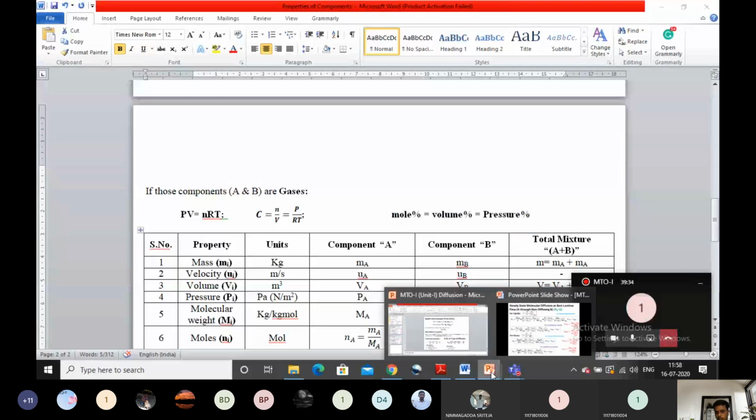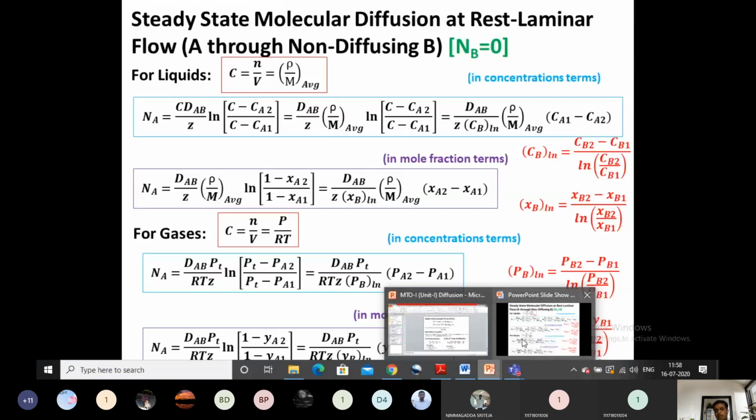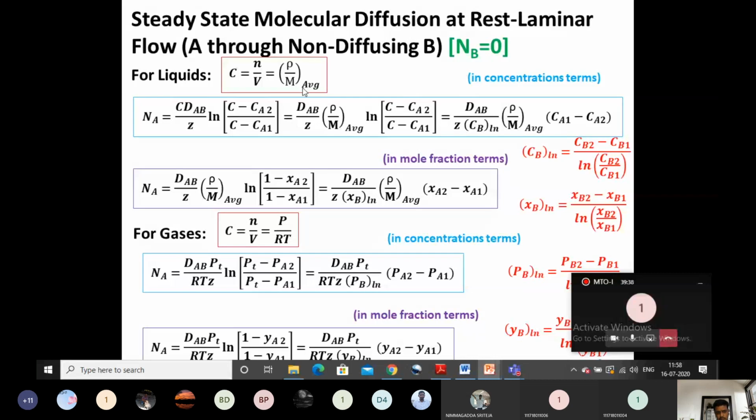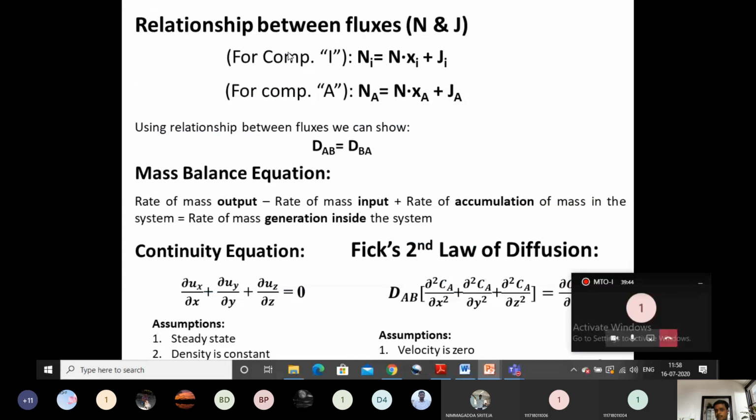These are the formulas we have to remember. These are the facts, not the formula. These are the complete facts. From this equation, the final equation we have to derive is this one, using the relationship between diffusivities. This equation plays a basic role. At the same time, Fick's first law of diffusion we have to substitute here.